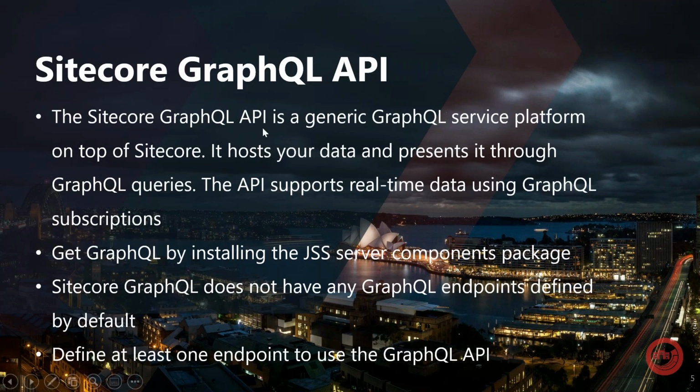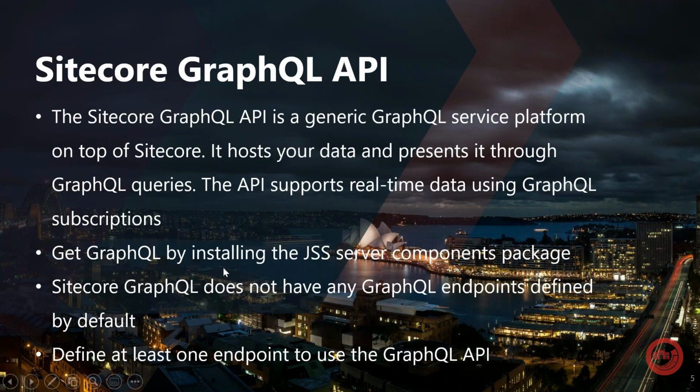The Sitecore GraphQL API is a generic GraphQL service platform. It's wrapped on top of the Sitecore server. So it hosts whatever CMS data we have, along with custom databases or custom repositories, that also can be hosted on this, and we can issue queries against it and get the results. The API supports real-time data through subscriptions.